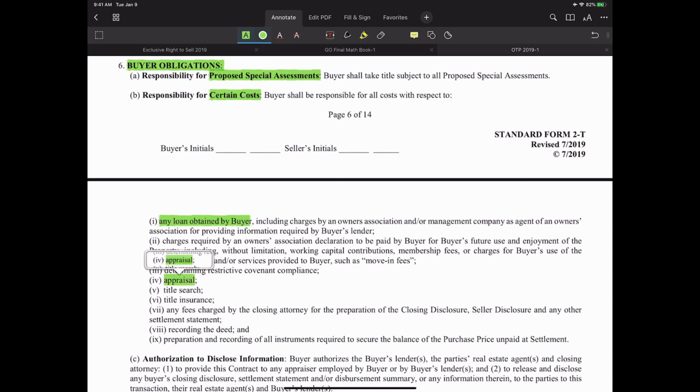I mean, anything else that's really important there? Not really, other than the fact that these are things associated with the buyer's diligence. So common sense would say that the buyer would pay for them. The buyer's responsible for paying for all the inspections.